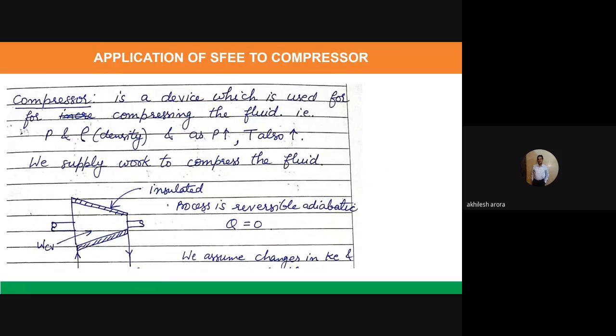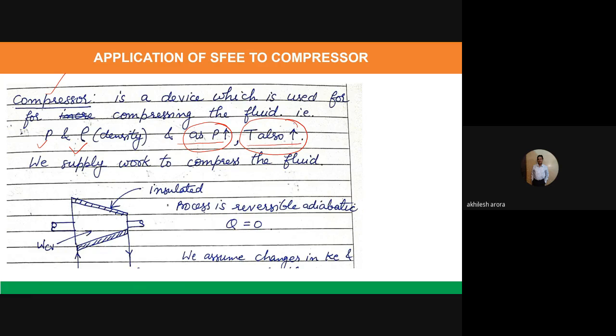Now let us talk about the application of the steady flow energy equation to a compressor. What is a compressor? A compressor is a device used for compressing the fluid, that is, it increases pressure and density. What is the function of a compressor? Its function is to increase the pressure and density of the fluid, but for that we have to supply a certain amount of work, and simultaneously when the pressure of the fluid increases, its temperature will also increase.